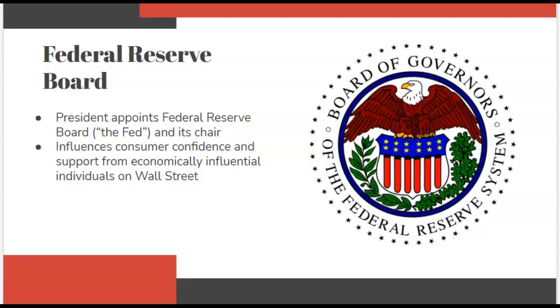One of the most significant institutions that dictates what happens in the US economy is the Federal Reserve Board, and the president plays a major role in driving what that Federal Reserve Board looks like. The president appoints the Federal Reserve Board and its chair, and the way that this Federal Reserve Board looks may influence consumer confidence and support from economically influential individuals on Wall Street. This is why the president may choose more moderate and less partisan individuals to maintain that confidence on Wall Street.